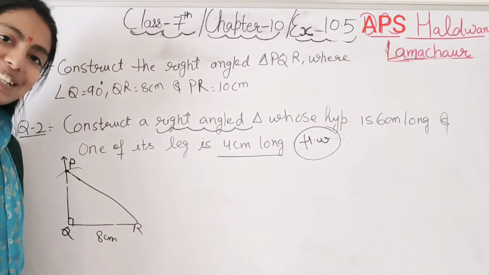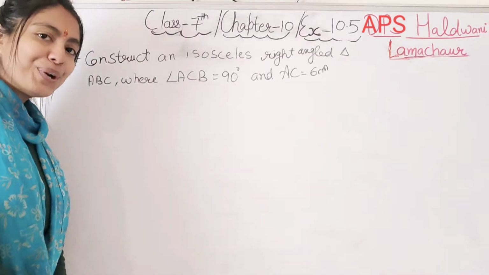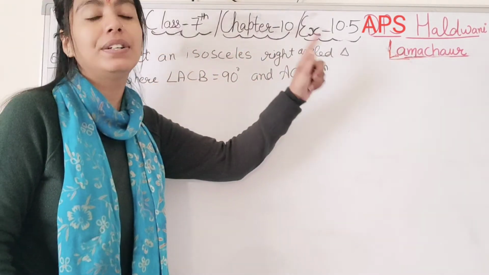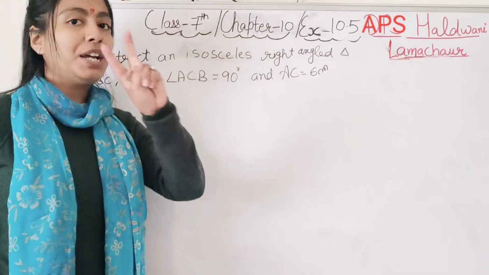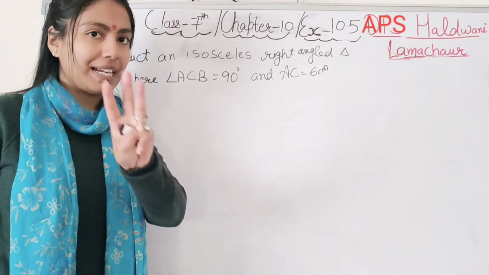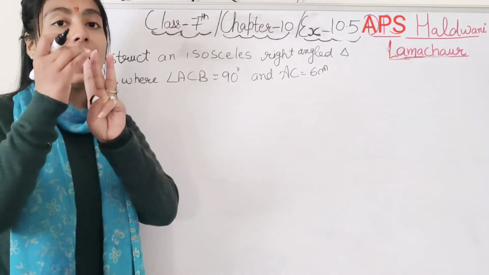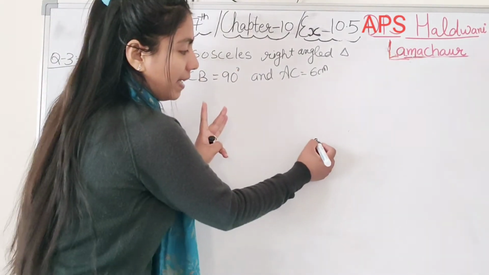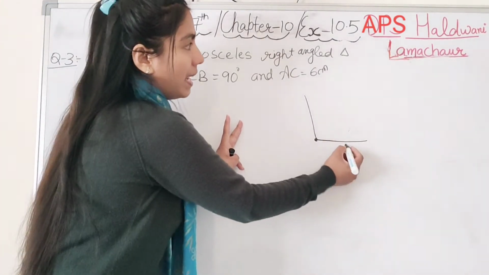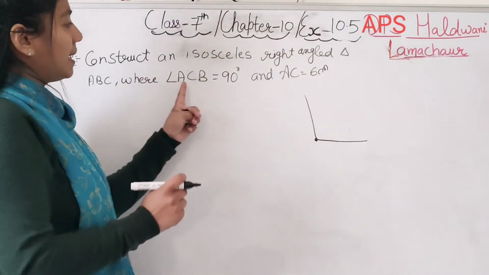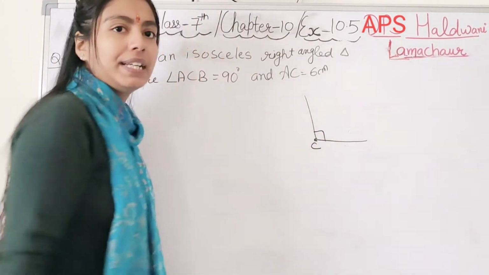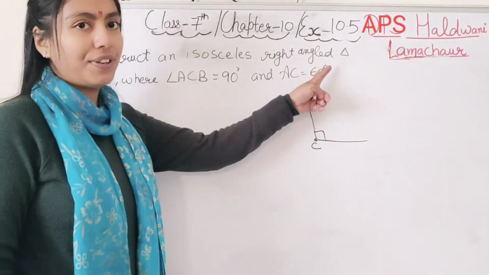Coming to our next question. Coming to our question number 3, student. Construct an isosceles right angle triangle. Isosceles means two sides should be the same and one angle is 90 degrees. Right student? And where will this angle be made? This angle is always formed between the two lengths. It means if ACB is 90 degrees, this will be point C where the 90 degree angle will be made because it's a right angle triangle.